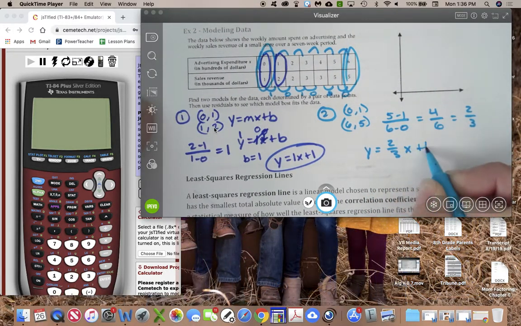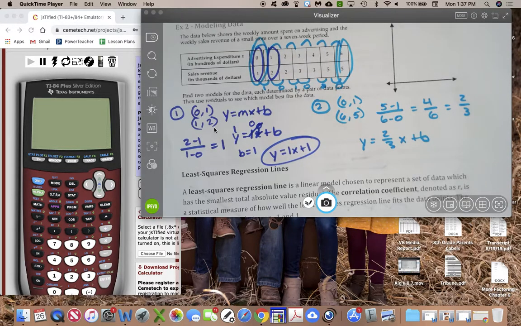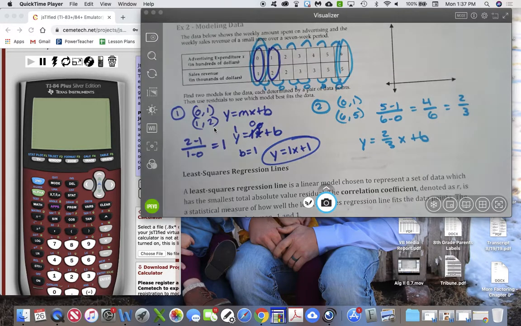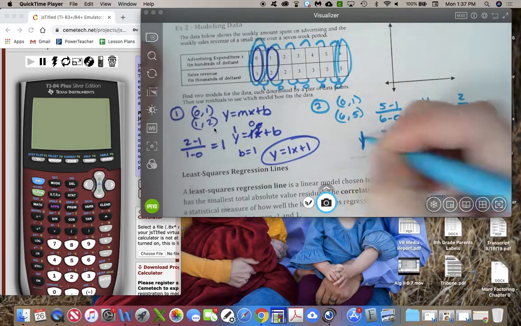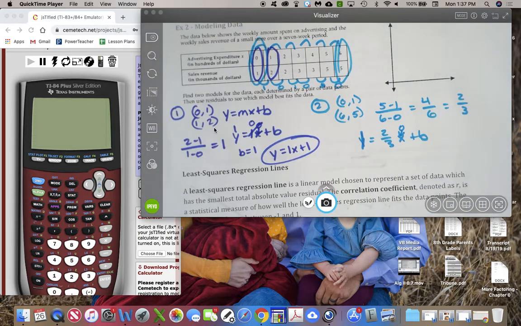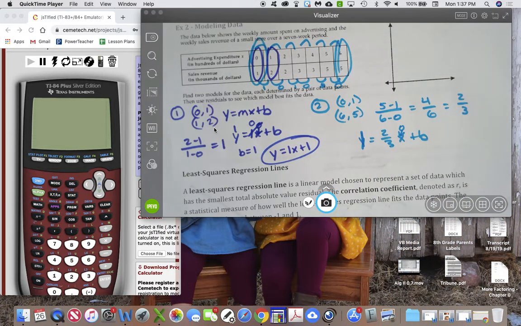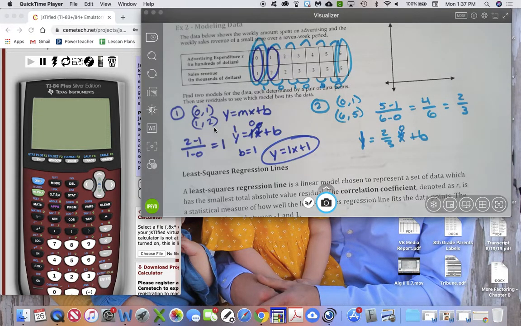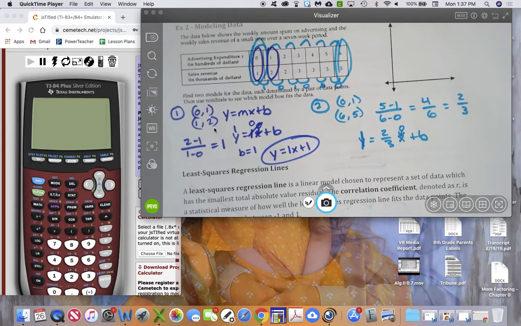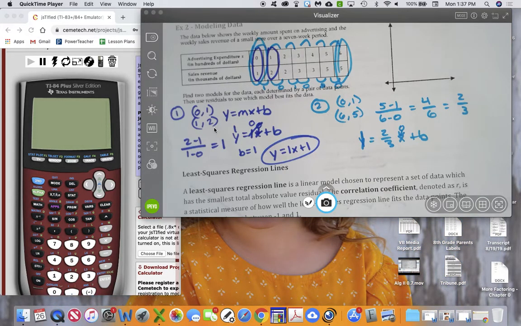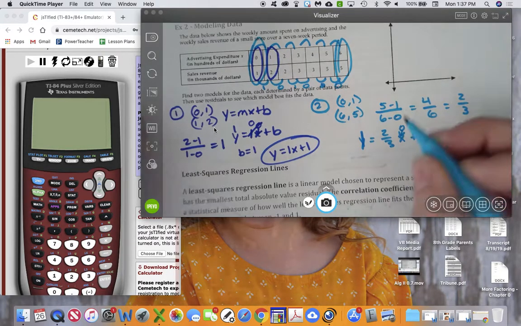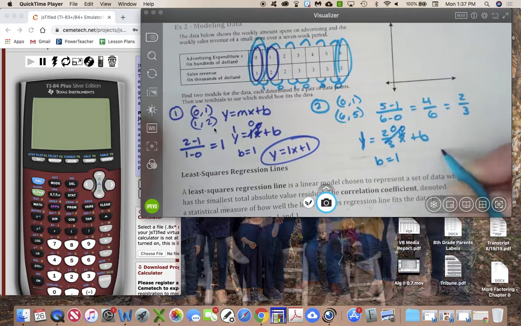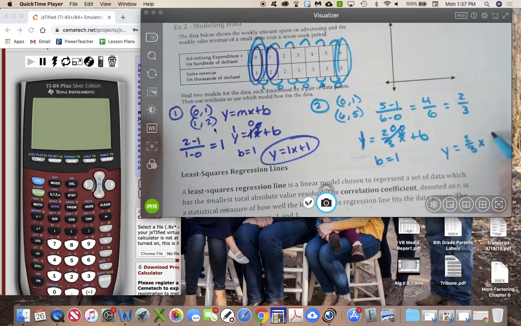And how do I find b? I plug in. Which one do you want to plug in? (0, 1) or (6, 5)? (0, 1), of course. So we're going to plug 0 in here, and we're going to plug a 1 in there. Wait, why do you have 5 minus 1 is 6 times 0 equals 1? Yes, you're right. So if I plug 0 in, 2/3 times 0 is 0, and b is 1, right? So I have the equation y equals 2/3 x plus 1.